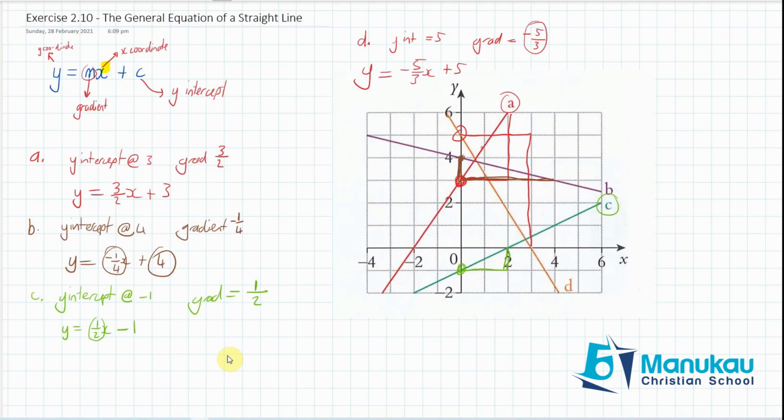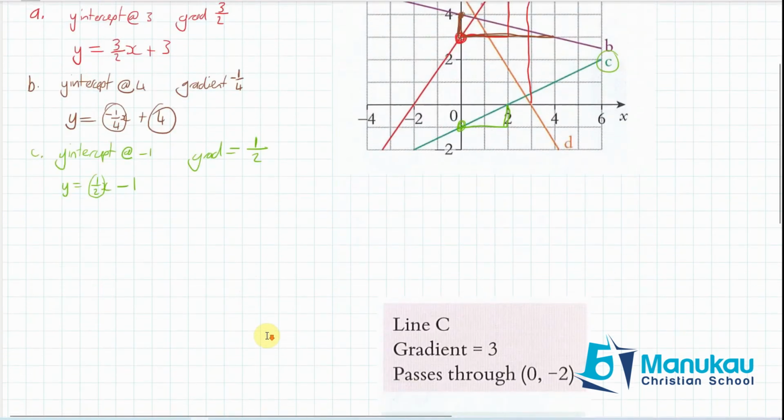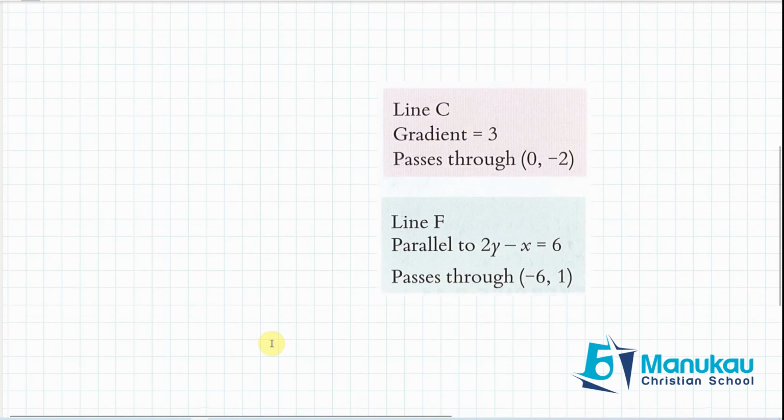So that's how you can just change what you see as a line. You can derive the general equation of that straight line just by looking at the intercept and the gradient. Now we're going to go down a little bit further. We've got a few more things to do before we call it quits.